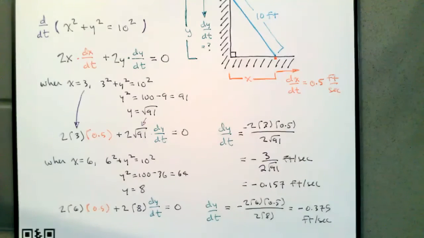Because there have been videos about this ladder sliding down a wall. They've got to be all over YouTube. Anyway, just wondering. It's hard to tell because I don't see what's going on.